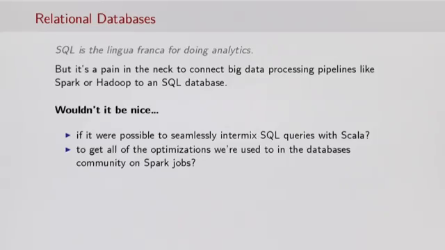Though wouldn't it be nice if it were possible to seamlessly intermix SQL queries with regular Scala code? And even better than that, wouldn't it be nice to get all of the optimizations that we're used to in the databases community on Spark jobs as well? It's pretty common in databases to do all kinds of very advanced optimizations. But so far we have to optimize our compute pipelines in Spark by hand. Spark SQL is a component that delivers both of these two nice things. It makes it possible to seamlessly intermix SQL and Scala, and it also optimizes Spark SQL code very aggressively, kind of like using many of the same techniques from the databases world.